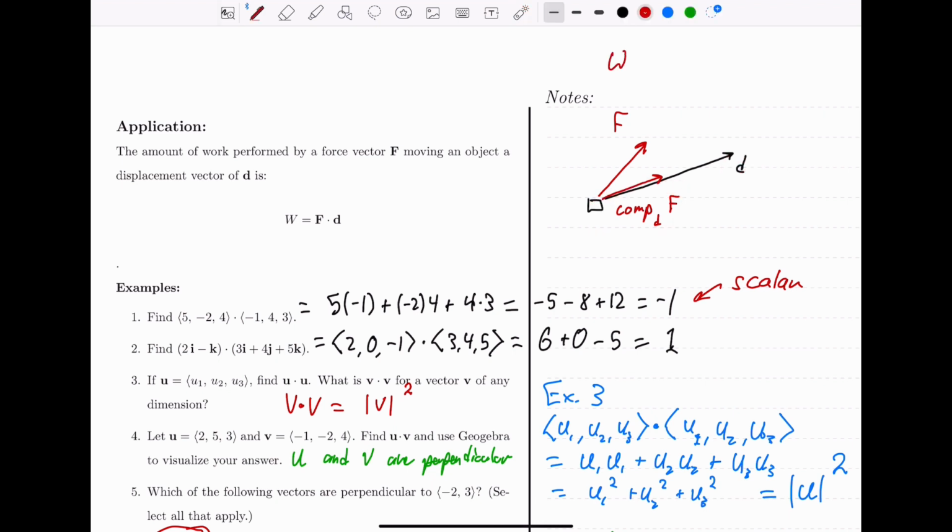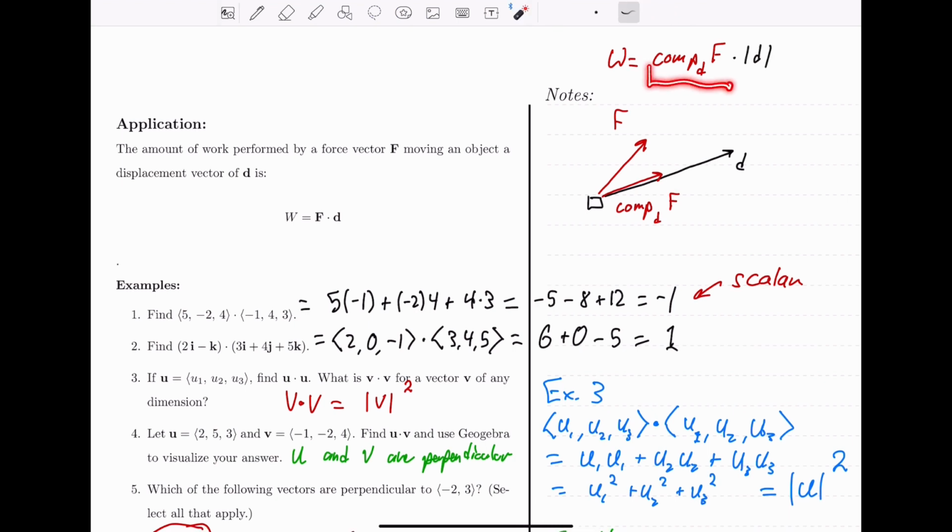So the work being performed is the force acting parallel to the displacement. That magnitude is this scalar projection. And we multiply it by the distance that the object is displaced, which is simply the magnitude of the displacement vector. Using our formula for the scalar projection, this is equal to F dot d divided by the magnitude of d. And we're multiplying by the magnitude of d, so these magnitudes simply cancel out. So we're left with simply the force vector dotted with the displacement vector.